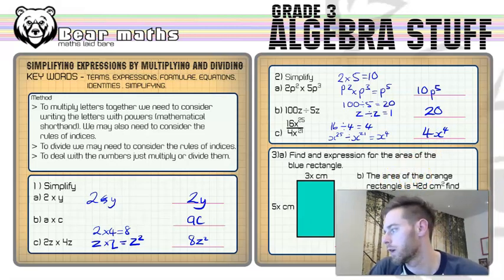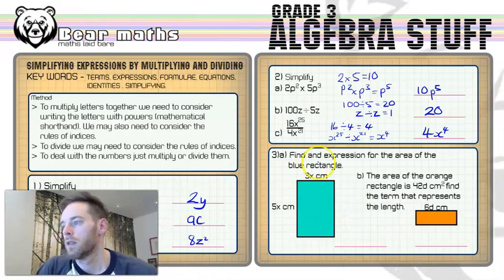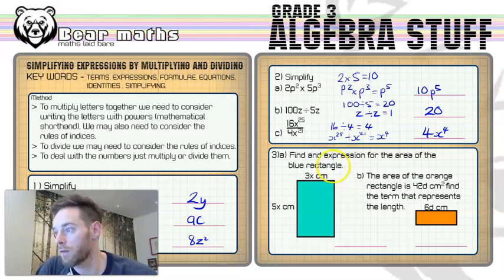Moving over, you will see that there are a couple of rectangles and a couple of questions here in question 3. We've got to find an expression for the area of the blue rectangle. So this is 3x centimeters. This is 5x centimeters.